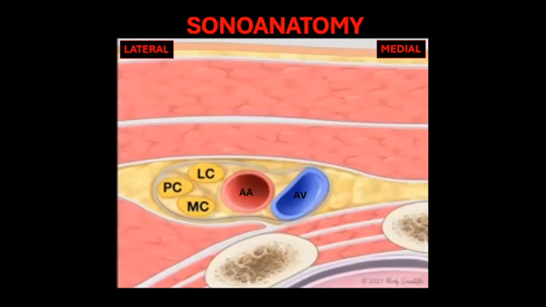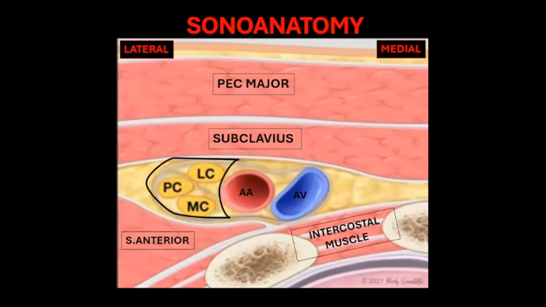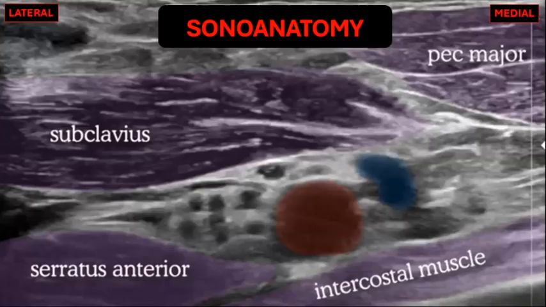If you look at the sonoanatomy, from anterior to posterior, we will find the pec major muscle and the small subclavius muscle. Laterally, there will be the serratus anterior muscles. Medially, the intercostal muscles and the second rib. Looking from medial to lateral, there is the axillary vein, the axillary artery, and lateral to that, the brachial plexus containing the lateral, medial, and posterior cords. These cords are arranged in a triangular structure.